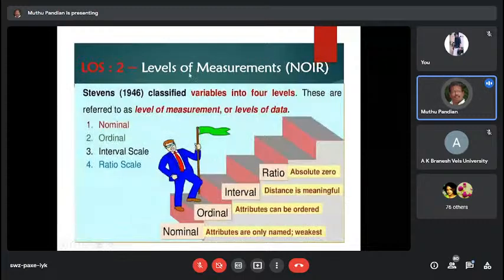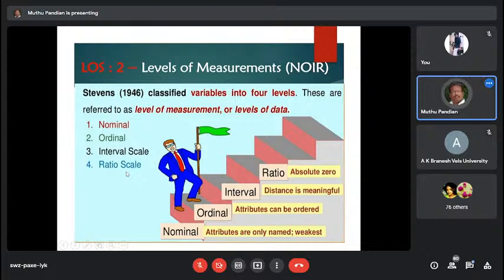Next is level of measurement. Stevens, in 1946, classified variables into 4 different measurement categories: nominal, ordinal, and another term called cardinal, the scale data. Later that word was removed, and the cardinal variables are further classified into interval and ratio scale.